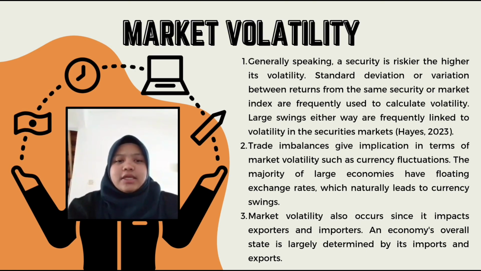A statistical indicator of the distribution of returns for a certain security or market index is called volatility. Generally speaking, a security is riskier the higher its volatility. Standard deviation or variation between returns from the same security or market index are frequently used to calculate volatility. Large swings either way are frequently linked to volatility in the securities market, according to Hayes 2033. For instance, a market is deemed volatile when it has persistent increases and decreases of more than 1% in the stock market. When pricing option contracts, the volatility of an asset is a crucial consideration.